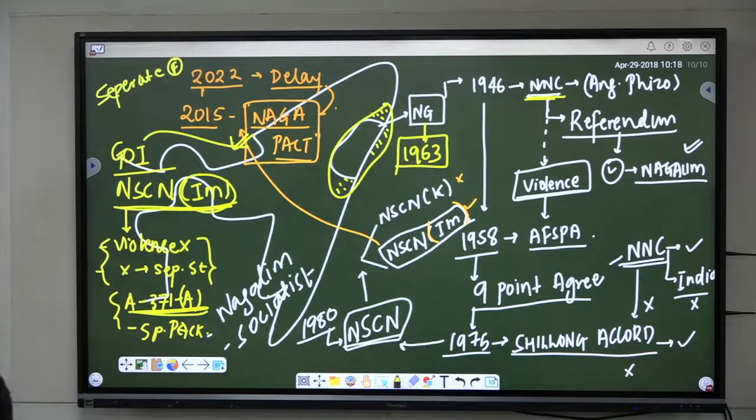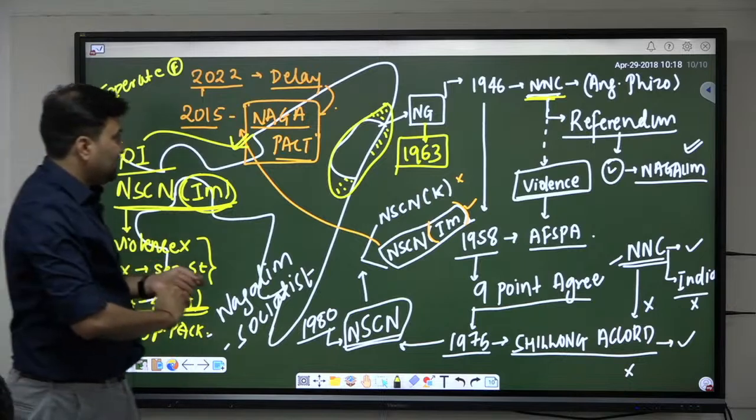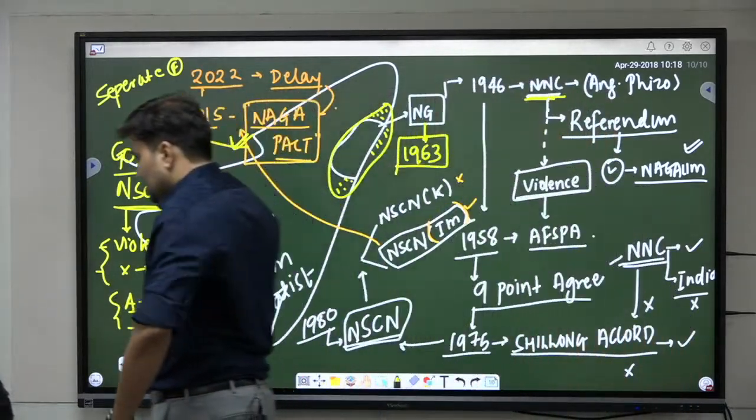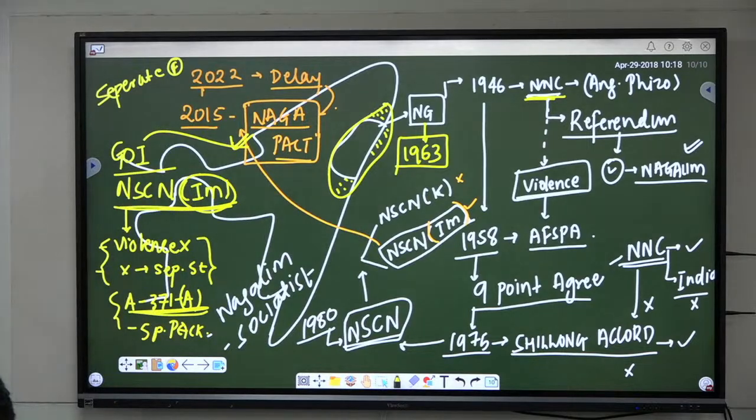Insurgency in Nagaland started under the leadership of Phizo in the early 1950s. Naga tribes inhabit the Naga Hills along the Burma border.